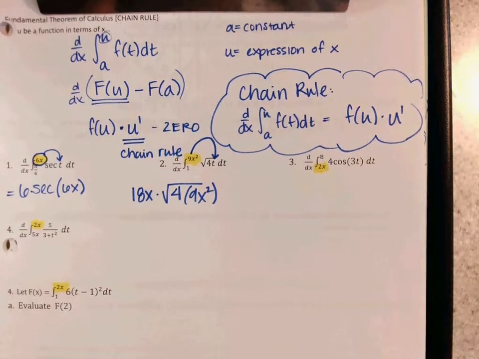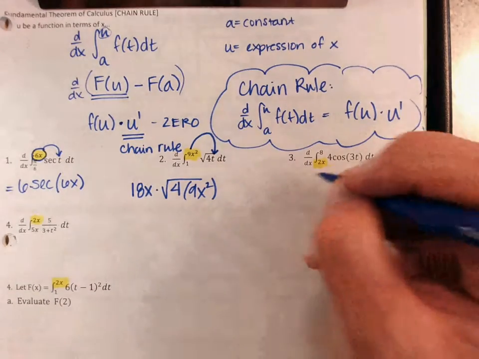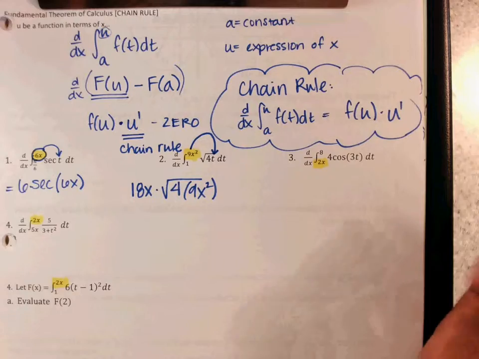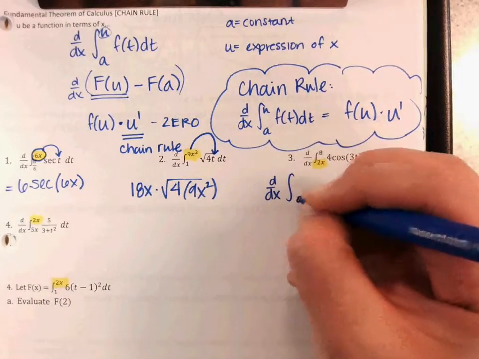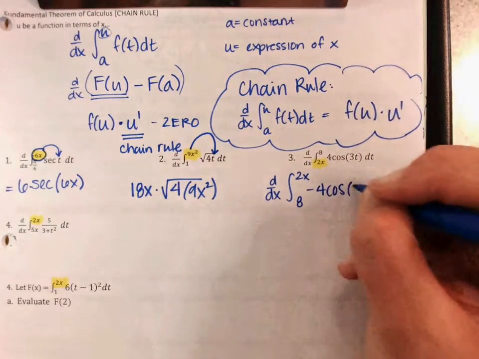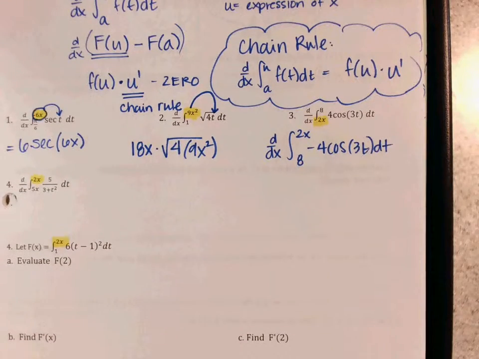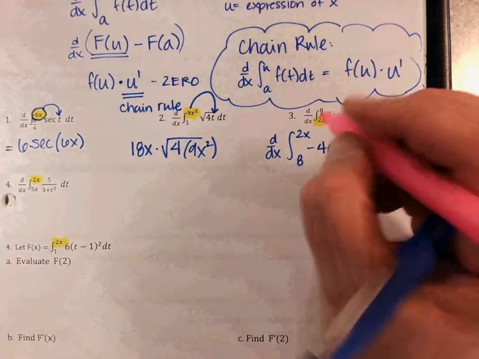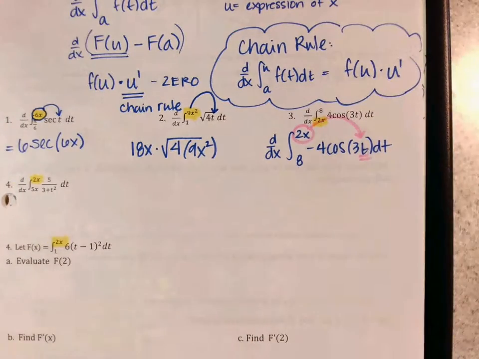Okay, look at number 3. Can I use my fundamental theorem on that one right now? No, because it's backwards. So I'm going to have to reverse it. d dx integral 8 to 2x of negative 4 cosine 3t dt. And then remember that once I reverse it, I'm allowed to take this upper boundary. I'm going to plug it in where my t is. And then I'm going to multiply by its derivative at the back.